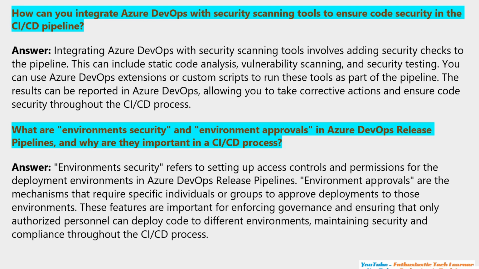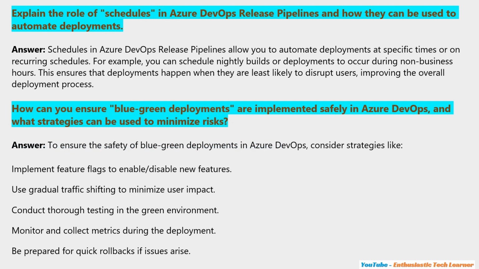Explain the role of schedules in Azure DevOps release pipelines and how they can be used to automate deployments. Answer: schedules in Azure DevOps release pipelines allow you to automate deployments at specific times or on recurring schedules. For example, you can schedule nightly builds or deployments to occur during non-business hours. This ensures that deployments happen when they are least likely to disrupt users, improving the overall deployment process.